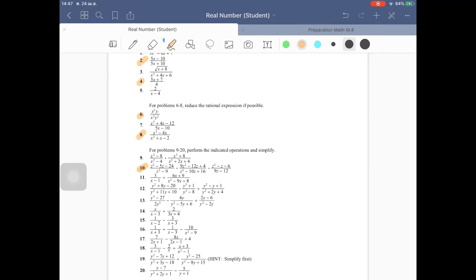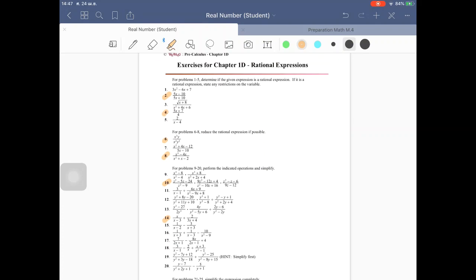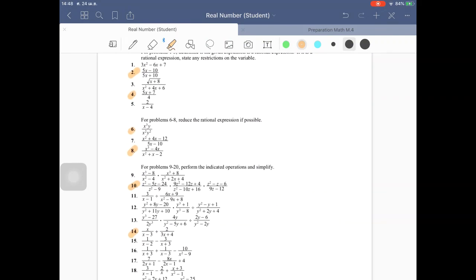It can be 10 and 14. That's it, 6 questions. I give you 10 minutes. Okay, review about simplifying and operations on rational expressions. Okay, 6 questions within 10 minutes.